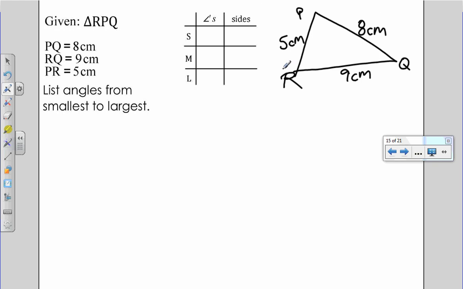Small, medium, large. Which one's smallest or shortest? Well, PR. Medium is PQ. Longest, RQ. Start at your vertex, go across just to find out what pairs up with what.